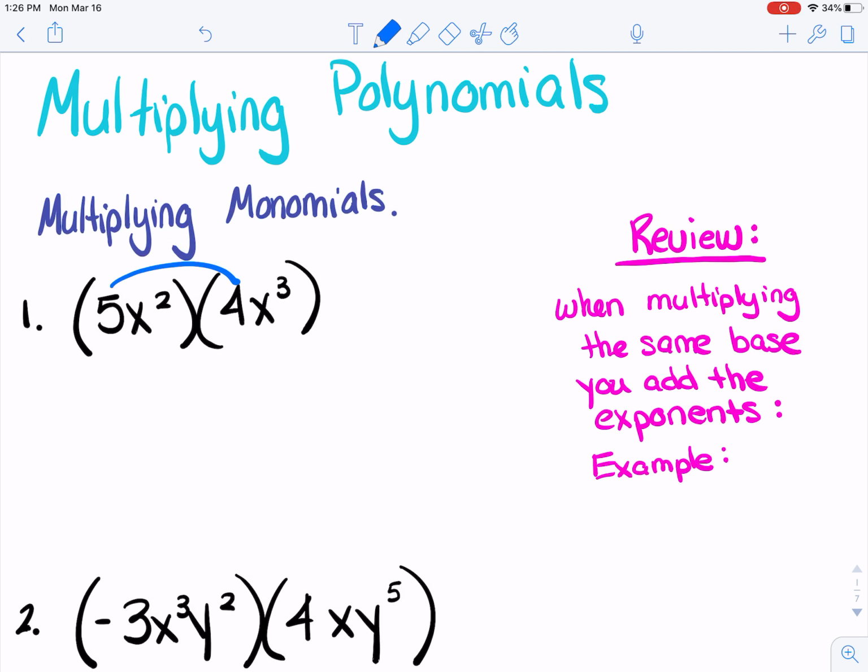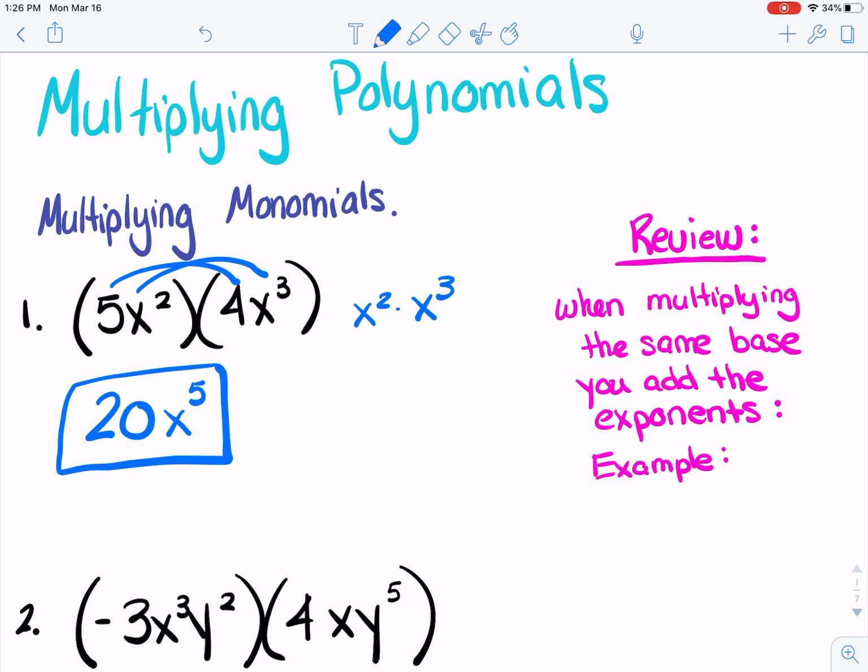5 times 4 is 20. Then you're going to multiply your exponents. You have x squared times x cubed. That is a total, you add your exponents, which in this case would be 5.